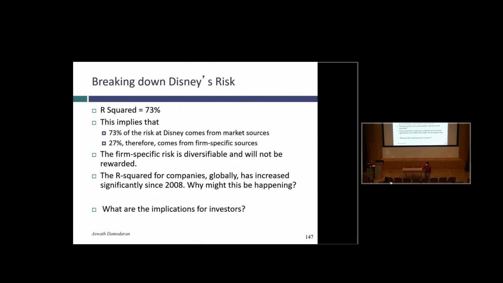But flip that around. If 73% is explained by the market, 27% of the variation is not explained by the market, right? Remember that divide we had with the risk and return models? Risk you can diversify away and risk that you cannot diversify away. We now have a breakdown of how much of the risk in Disney can be diversified away. 27% of the risk in Disney can be diversified away.